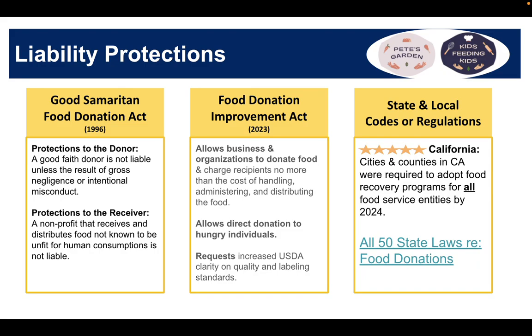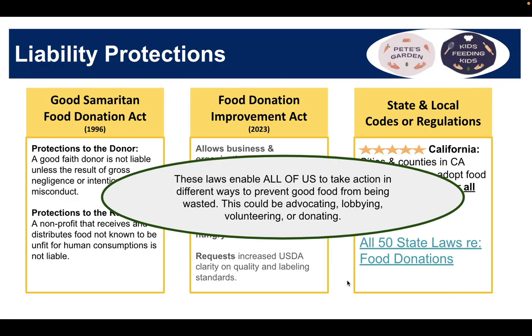And in my research, California really stood out as a 5-star example: by 2024, which was last year, all cities and counties in California were required to adopt food recovery programs for all food service entities. It's pretty remarkable that they continue to be a front runner in these types of environmental and social concerns. There's a link here where you and your students can investigate other states, including your own. I'm not going to give it away right now, so enjoy finding out what's happening in your personal state.